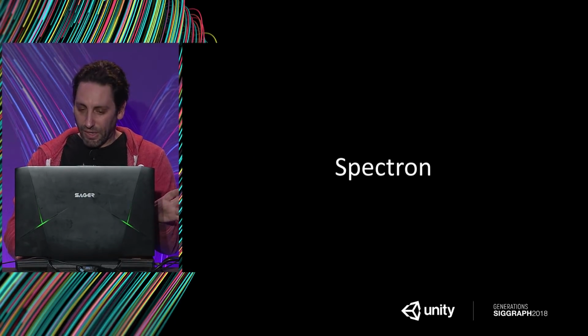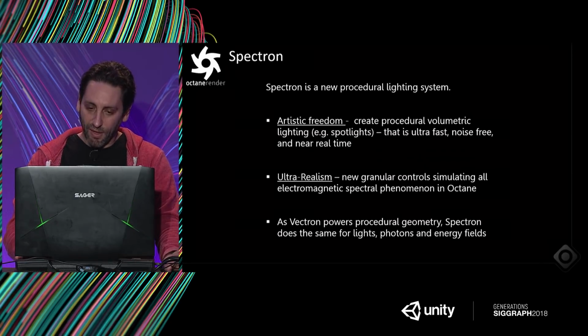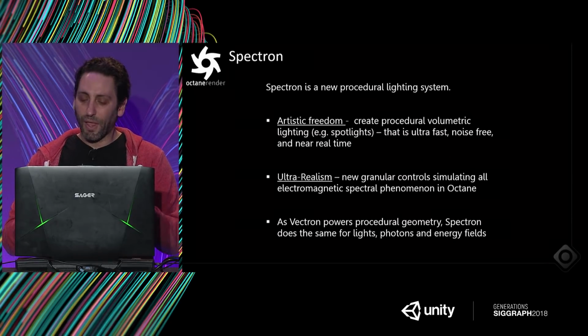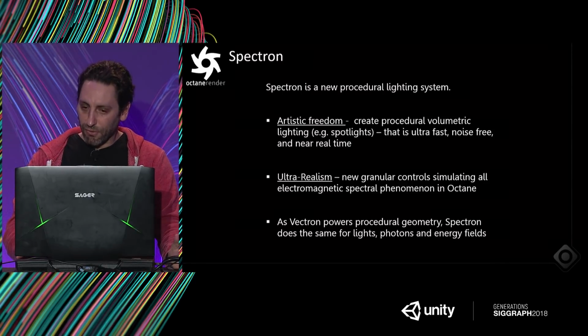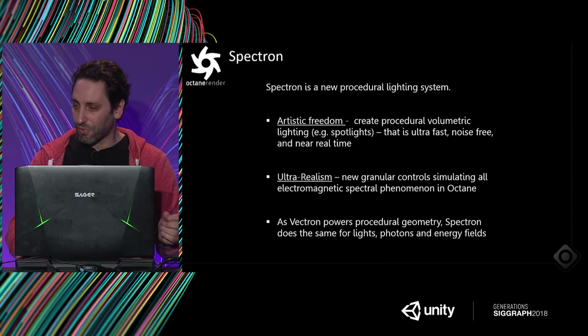So Vectron is one half of the procedural system that we're introducing in Octane 2018. Spectron is the other half. And Spectron does for light and energy and anything related to photons the same thing that Vectron does for geometry and procedural surfaces. The goal for Spectron is to give you artistic freedom. Octane is so correct, in fact, that it actually is kind of slow when you're doing really complex things that seem simple, like a spotlight.